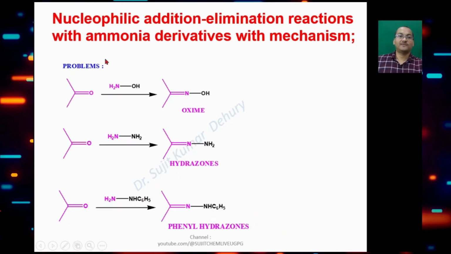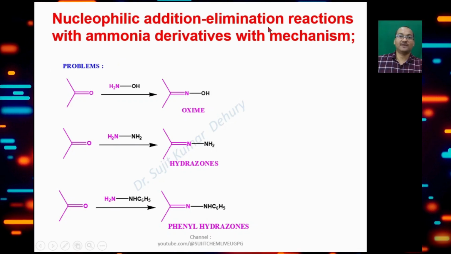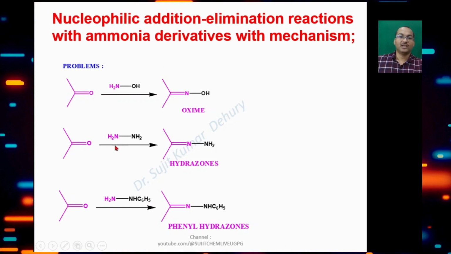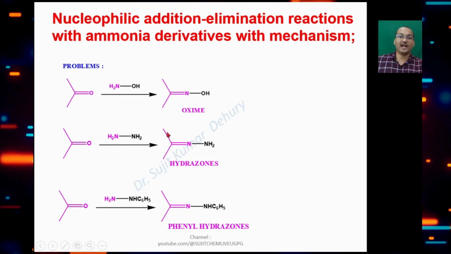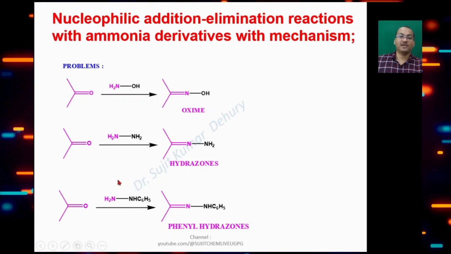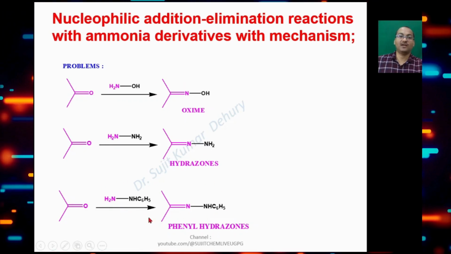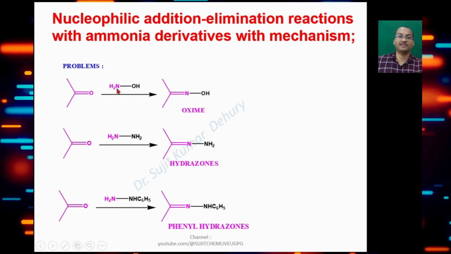Here are the problems for you guys, nucleophilic addition-elimination reaction. If you react with hydroxylamine, you get oxime. If you react with hydrazine, you get hydrazones. If you react with phenyl hydrazine, you get phenyl hydrazone. You have to write down all the mechanisms for these three reactions.